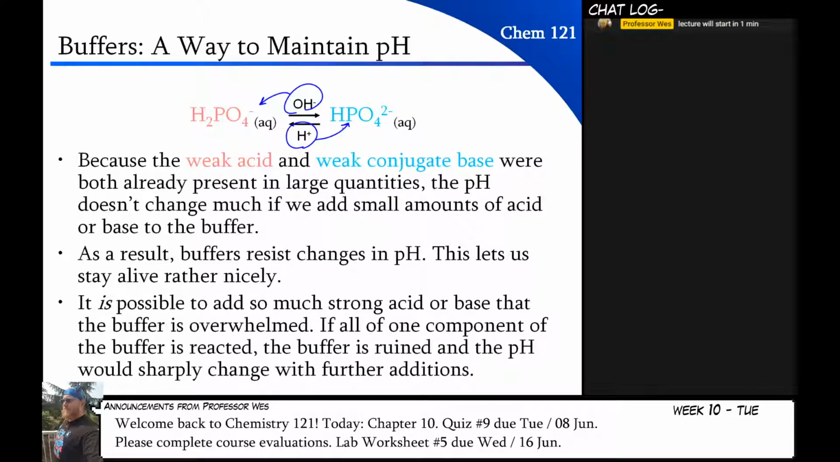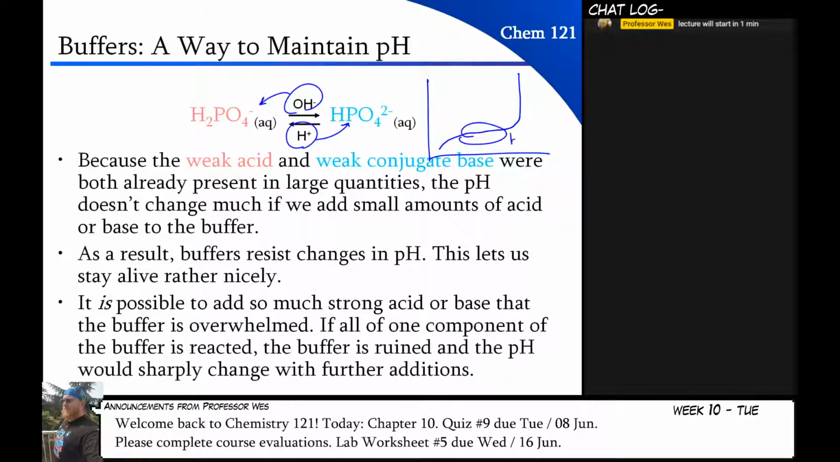So if all of one component of the buffer gets consumed, the buffer is ruined. And then adding extra stuff in there, there's nothing to consume the added strong acid or base. The pH would then sharply change. So you may actually see things that look like pH curves. And so what those pH curves look like generally is, oh, here's my buffer region. I'm going to keep adding acid to ruin it, or adding base to it, and then suddenly the pH does this.